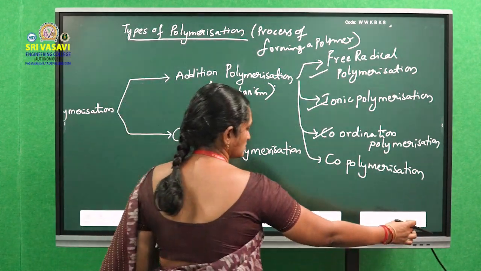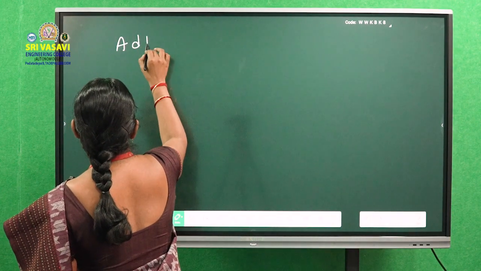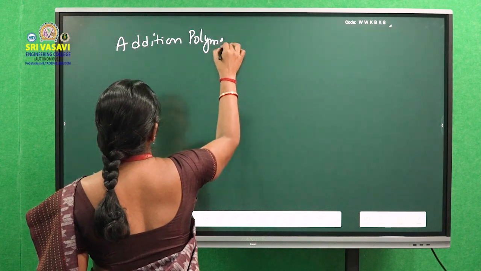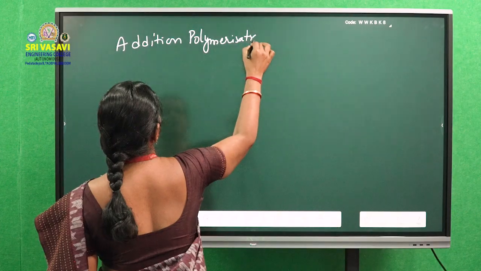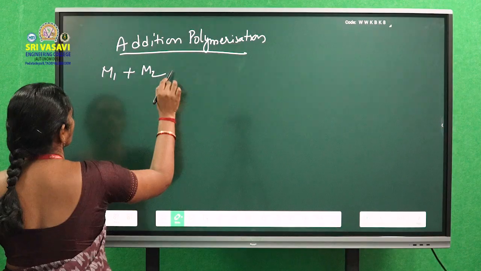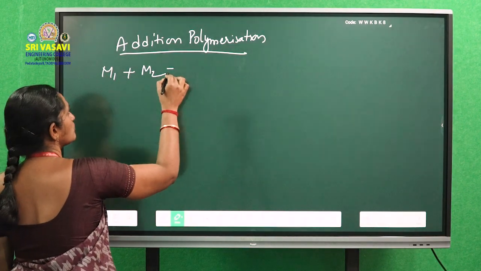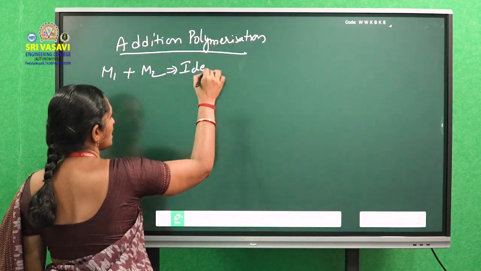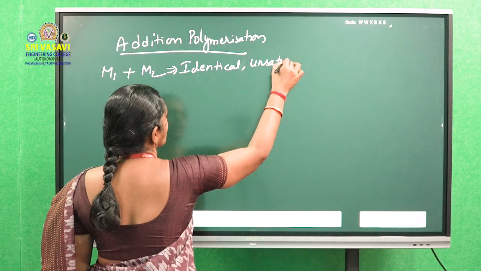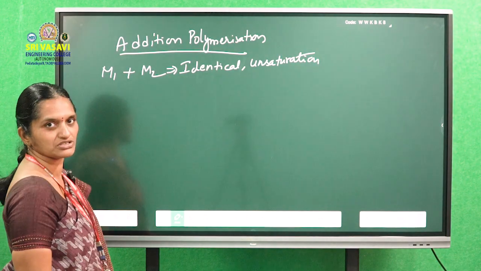Now, what is addition polymerization? As I said, addition polymerization means we are adding something. Let us consider I am taking two monomers. In order to undergo addition polymerization, the monomers should always be identical in nature and should definitely contain unsaturation. Without this, we can't go for addition polymerization.